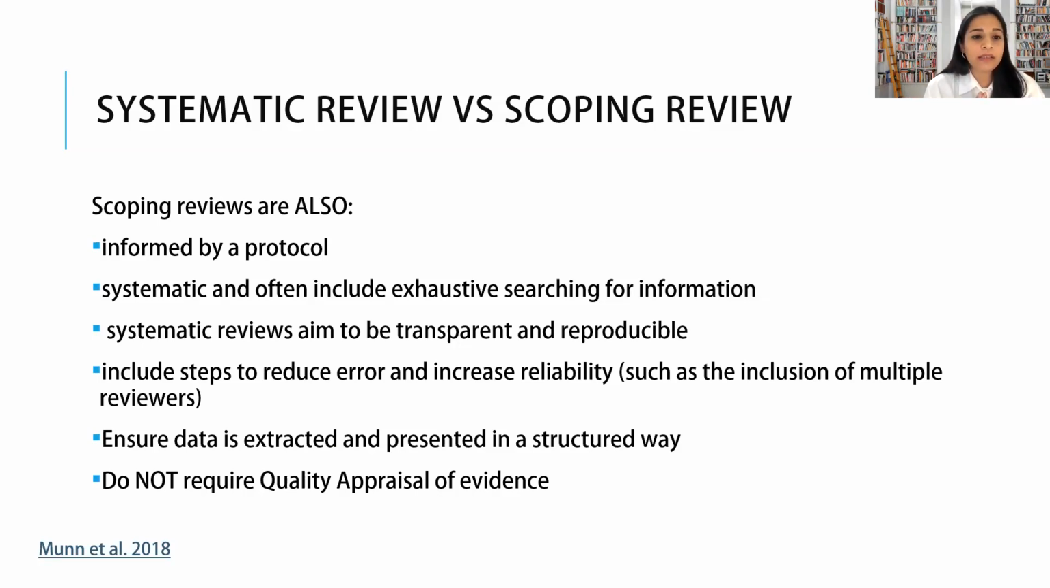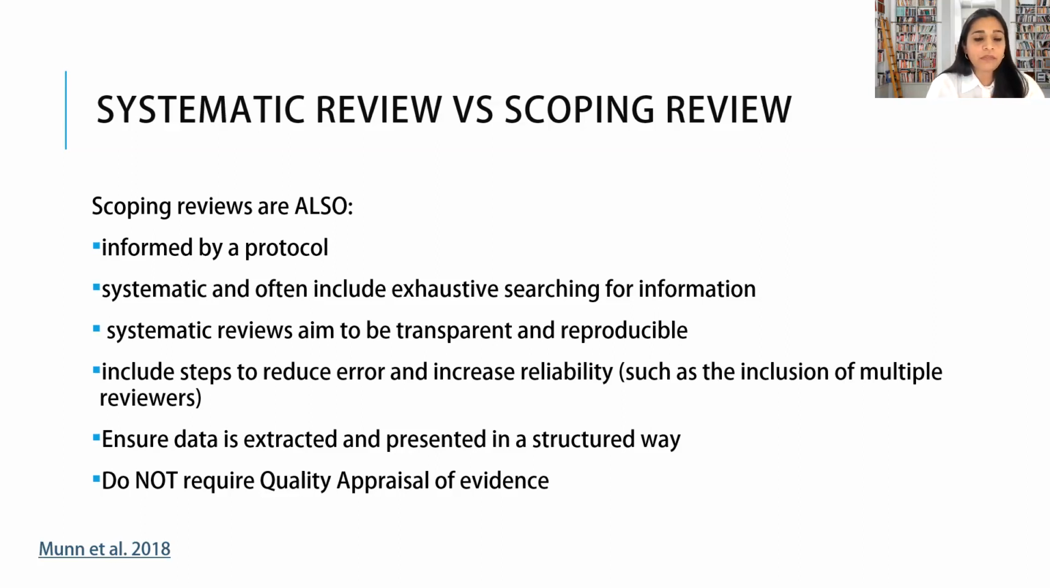The search should be systematic and does involve exhaustive searching, but at the same time, your inclusion criteria of what studies you are including can be quite broad, because the topic of your study is really broad in a scoping review, because you're trying to map the available literature. You're looking at gaps in the available literature. Systematic reviews aim to be transparent and reproducible, whereas scoping reviews are looking at mapping the literature more.